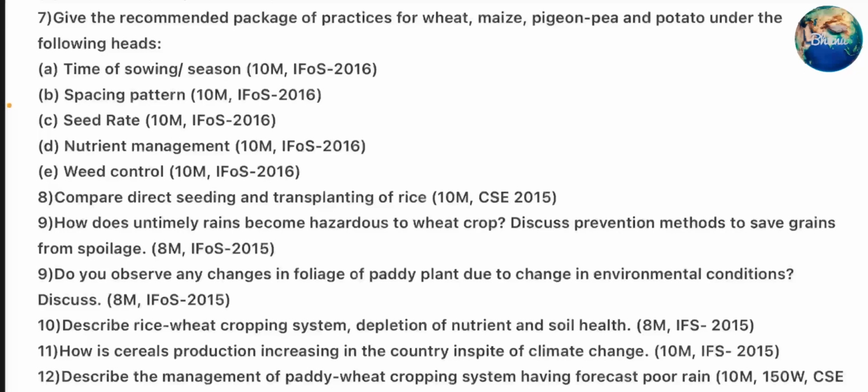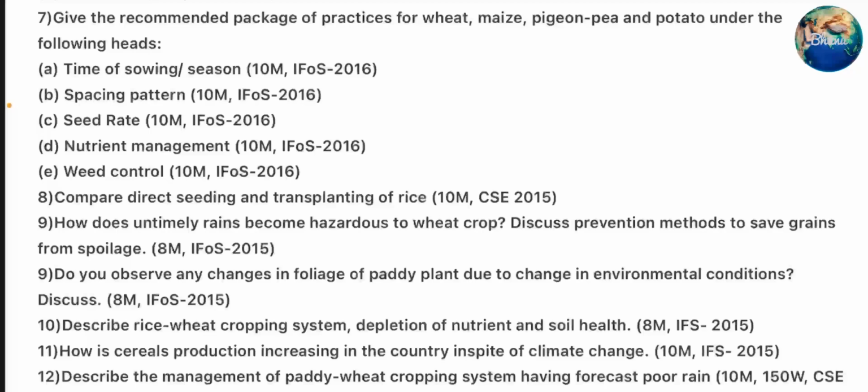Question 9. How does untimely rain become hazardous to wheat crop? Discuss prevention methods to save grains from spoilage. Question 9. Do you observe any changes in foliage of paddy plant due to change in environmental conditions? Discuss. Question 10. Describe rice-wheat cropping systems, depletion of nutrients and soil health.